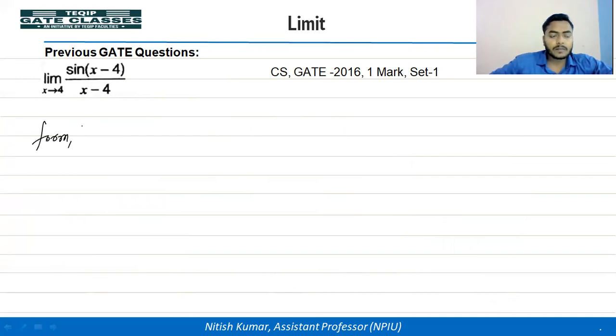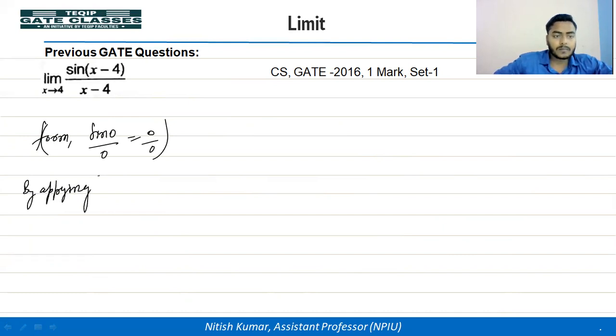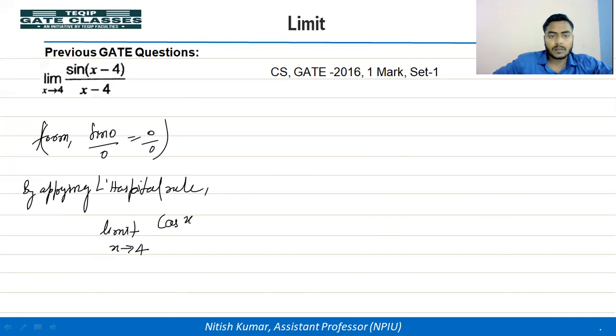Take the form here. At x equal to 4, what are we getting? Sine, 0 by 0. In 0 by 0 form, we can apply the L'Hopital rule. By applying L'Hopital rule, limit x goes to 4, cos x minus 4 into 1 divided by 1. So what are you getting? 1.